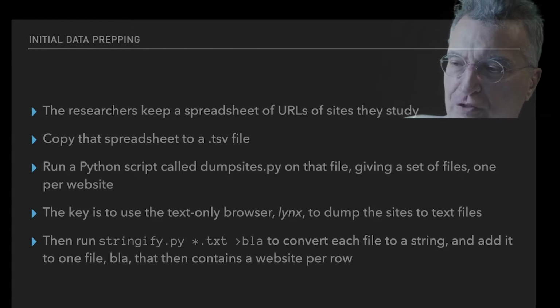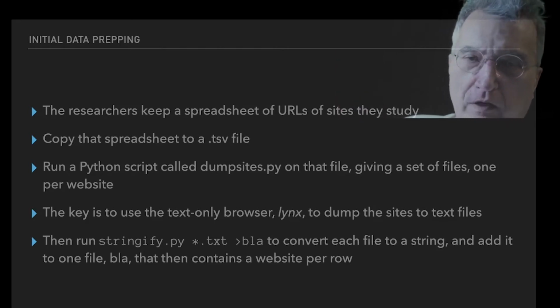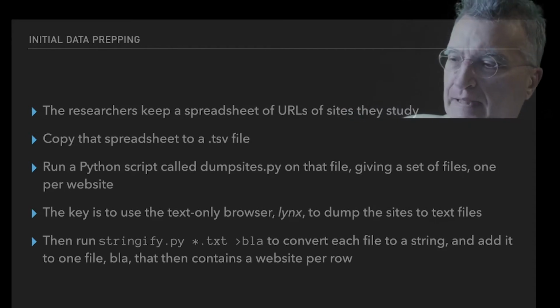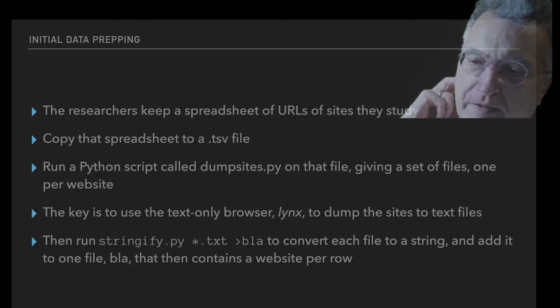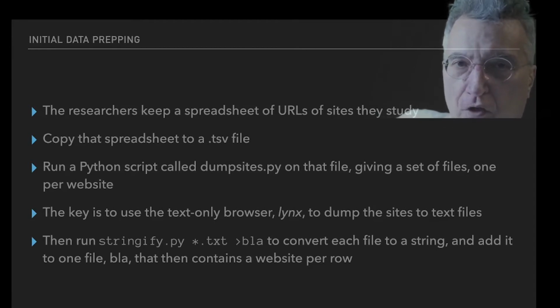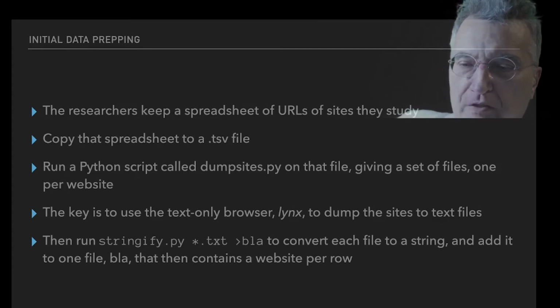So I copy that spreadsheet to a TSV file, that's a tab separated values file. That's just a list of colleges in one column, and then a tab, and then a list of the URLs in the next column. And then I run two Python scripts. First, I run a Python script called dump sites on that file that gives me a set of files, one per website. And I use a text-only browser, in fact, the oldest of all contemporary browsers, Lynx, to dump those sites into text files. So the output of that is a text file per website containing all the text from the website.